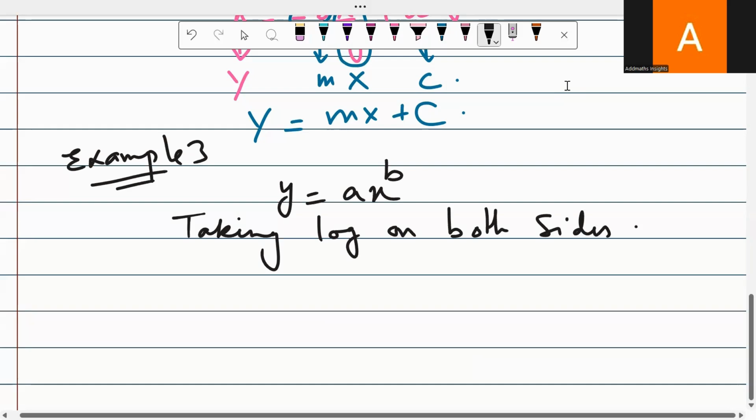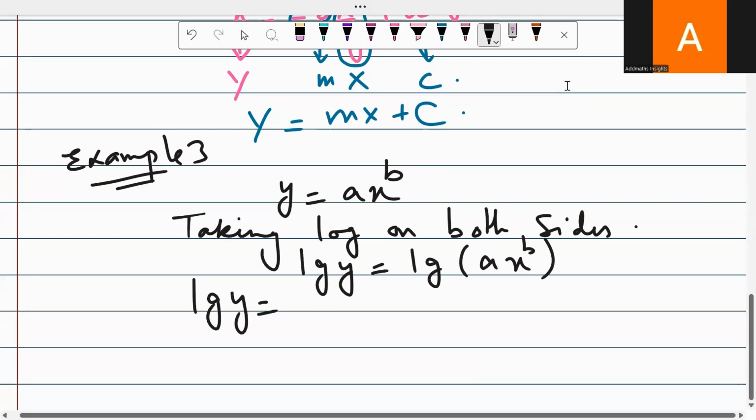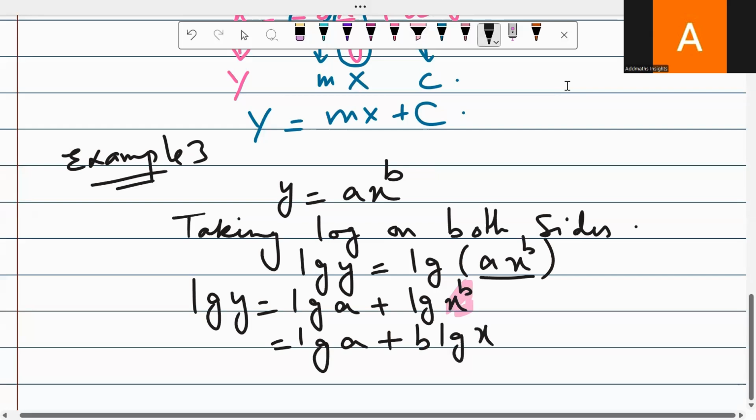So then it becomes lg y equals lg ax^b. Lg y equals, now you apply the law of multiplication. So you can write lg a plus lg x^b. Then you apply the power formula here and can write b lg x.